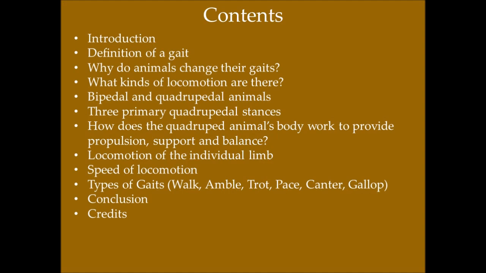We will look at the definition of a gait, why animals change their gaits, what kinds of locomotion there are, bipedal and quadrupedal animals, three primary quadrupedal stances, how the quadruped animal's body works to provide propulsion, support and balance, locomotion of the individual limb, speed of locomotion, types of gaits, for example walk, amble, trot, pace, or canter or gallop, and the conclusion.